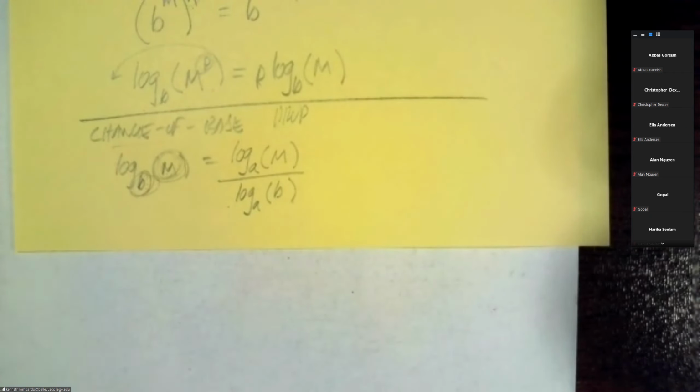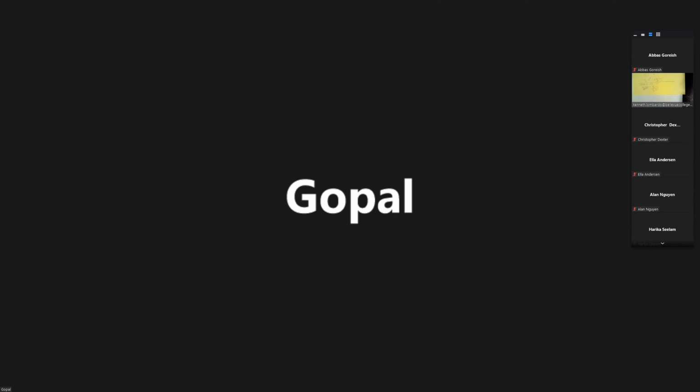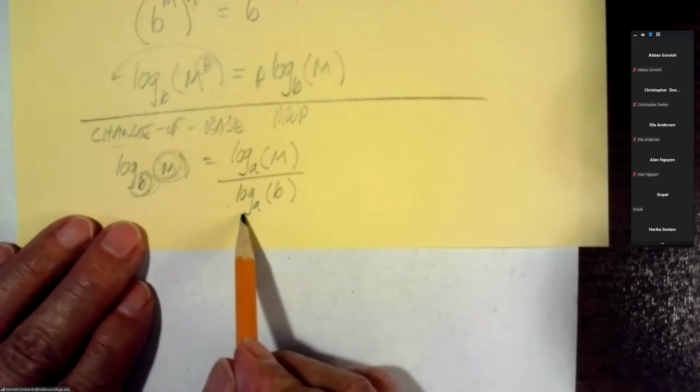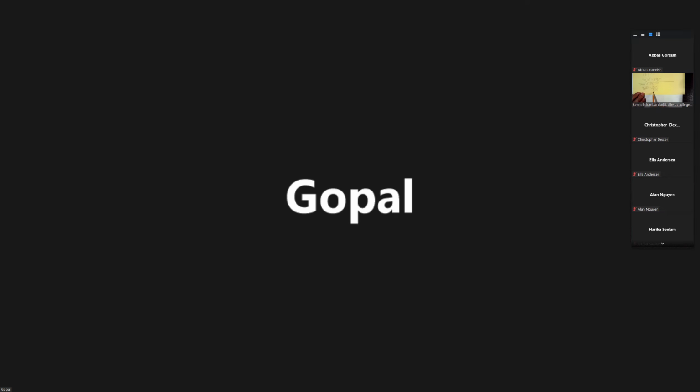Okay. All right. Questions before we go into some more in-depth examples on this? I did not get the last property, the change of base property. What about it? What's your question? I did not get how that works.